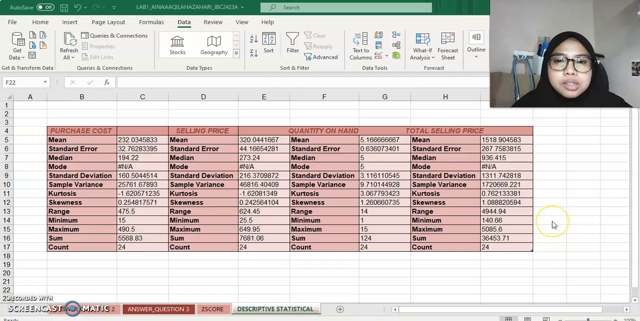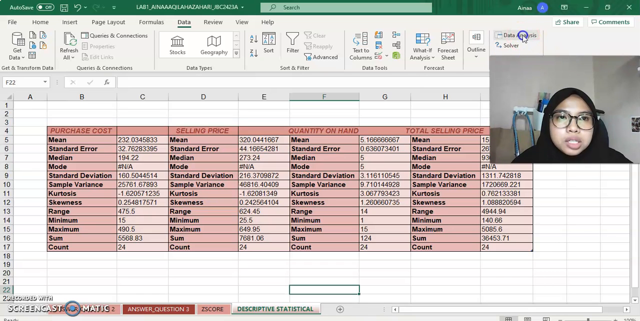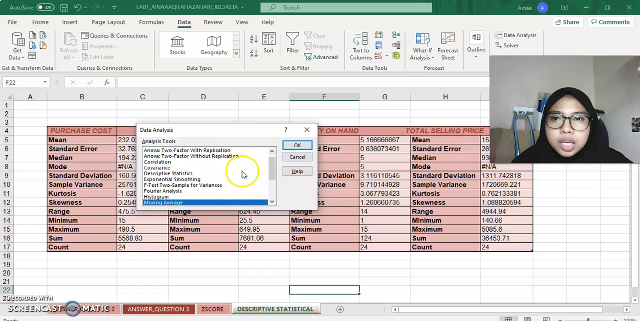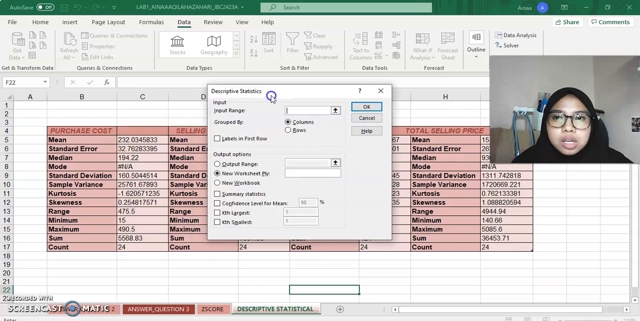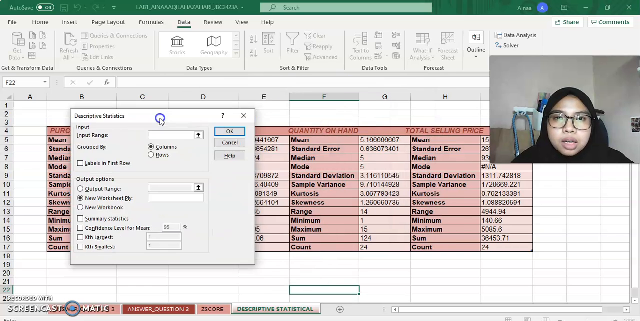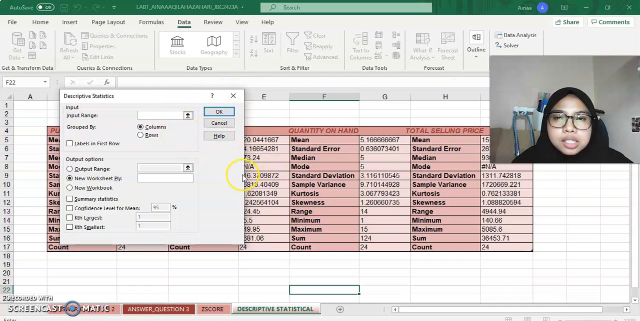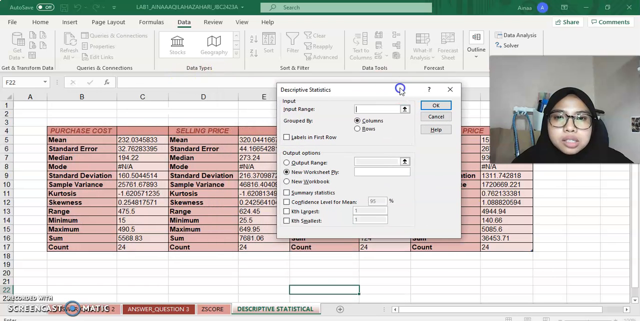Okay, the last one is descriptive statistical. Okay, you can choose from the data analysis. Okay, you can choose descriptive statistic, then select OK. For the input range, you can drag from the purchase cost and selling price. Then you must take for the step 2 is quantity on hand and total selling price. But don't forget to place it on the new sheet.